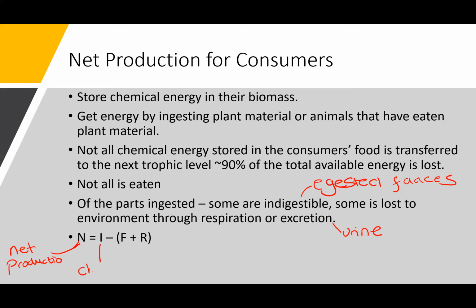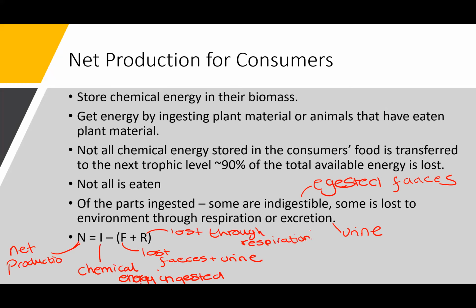So that's chemical energy that's been ingested in food. F is chemical energy lost in feces and urine. So that's chemical energy that's been lost in feces and urine. And then finally R, same as before, is all your energy that's lost through respiration. So when we're looking at those consumers, we've got a lot more loss of that chemical energy.